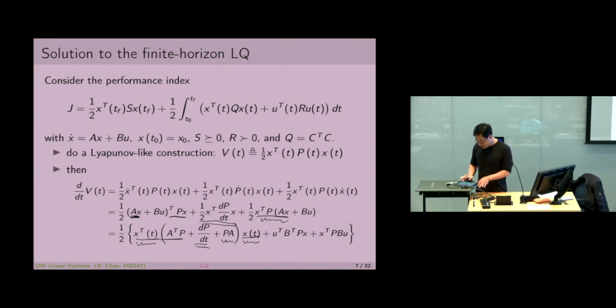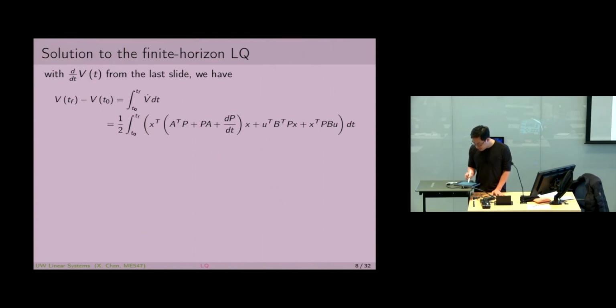Now, if we do this, and then consider the usual integration, we take the integration of the derivative we just calculated from the initial time t0 to the terminal time tf. Then we know, just from calculus, this integral equals V of tf minus the value of V at the initial time t0. This is just from calculus by definition. And then on the right-hand side, we just bring in the derivative we just calculated. We already saw the derivative contains a lot of quadratic terms about x, and cross-product terms between u and x, and then we do the integral over here.